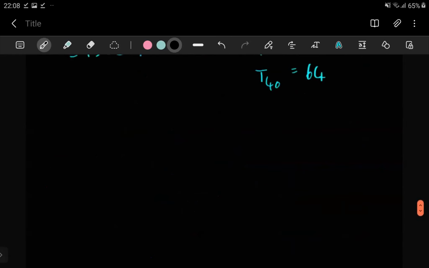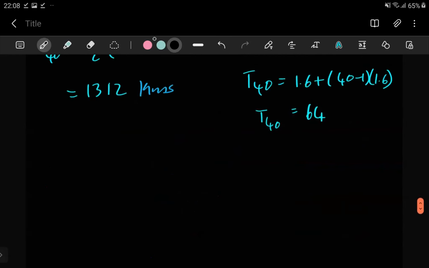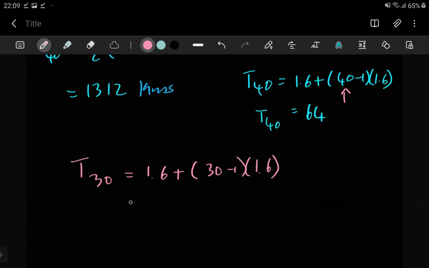T30, we're just going to put 30 over here, where n is. So it's going to be 1.6, 30 minus 1, d. And then we have 48. Pardon? 48. Yes. That's what that memo said also.